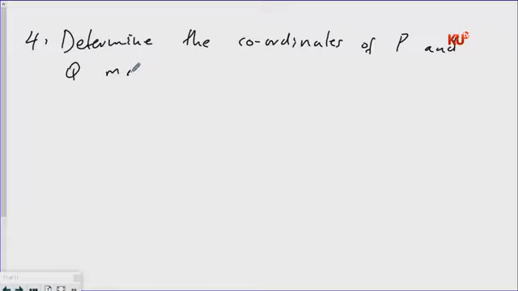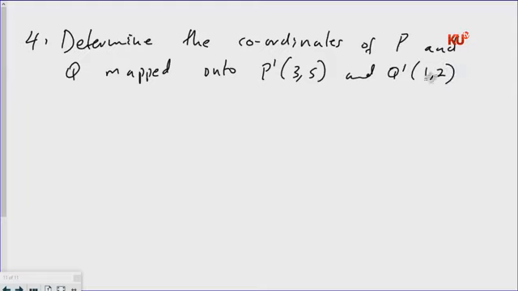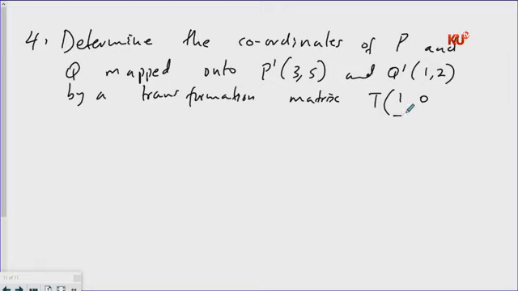Determine the coordinates of P and Q mapped onto P prime (3, 5) and Q prime (1, 2) by a transformation matrix T, (1, 0, negative 2, 1).